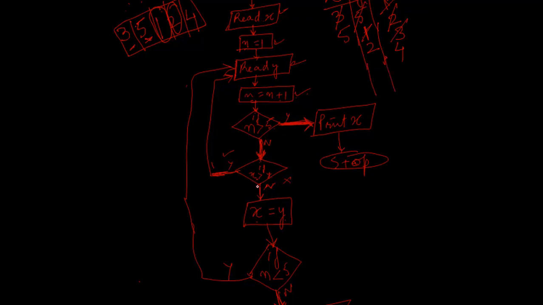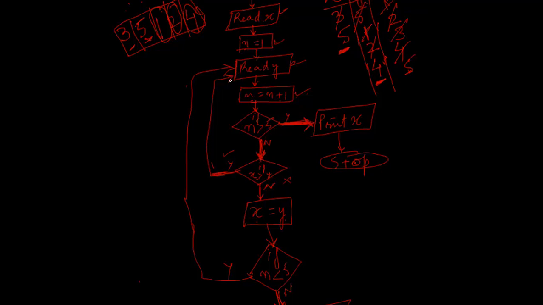Then if x is greater than y, this x is greater than this y, yes. So still I will go to this yes and read y. Now y is 4. This y will be replaced by this 4. n is equal to n plus 1, n will be 5 now. If n is greater than 5, no. If x is greater than y, this x is checked with this y. Yes, this x is greater than this y. 5 is greater than this 4. So it will move to yes part. It will go here.